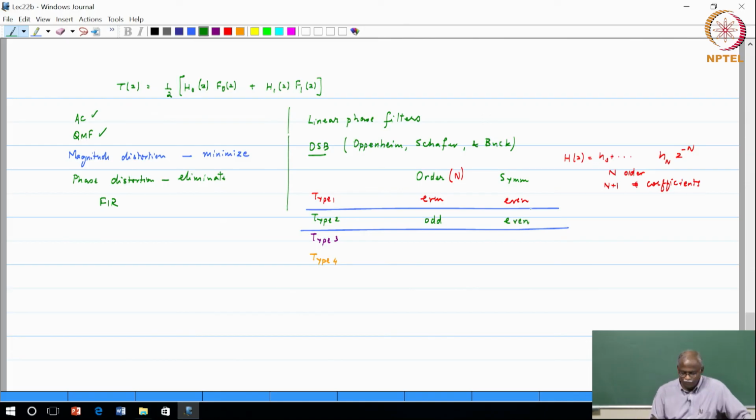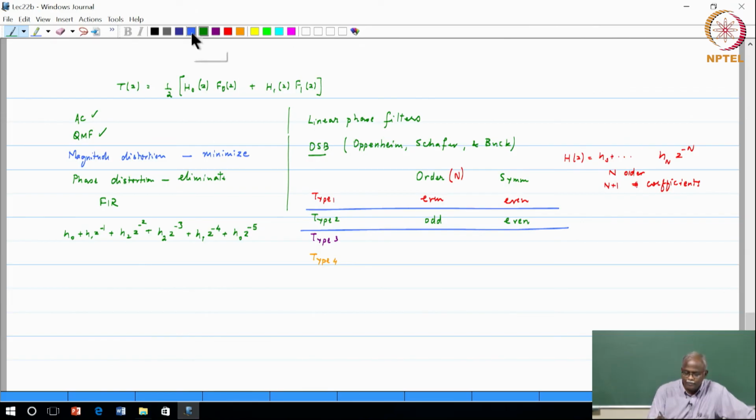An example of type 2 would be h0 plus h1 z inverse plus h2 z to the minus 2 plus h2 z to the minus 3 plus h1 z to the minus 4 plus h0 z to the minus 5. Notice the filter order is 5, the number of coefficients is 6, but because of symmetry you need to worry only about 3 of them, half the number. So this is the type of filter that we are interested in.